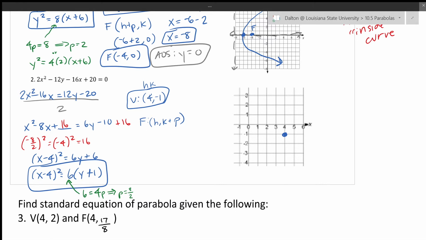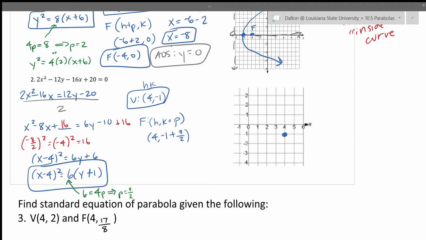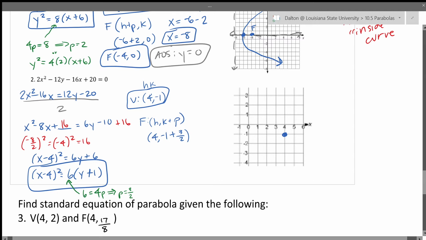So then when I plug that in for the focus, I know h is 4, k is negative 1, plus p is 3 halves. Now, this is where if you rely too heavily on the graphing calculator to do stuff like this for you, you're going to be in trouble. So you got to make sure you can complete this without the use of a calculator. For some of you, it's cake. Some of you understand fractions really well. For others of you, it makes you want to poke your eyeballs out.